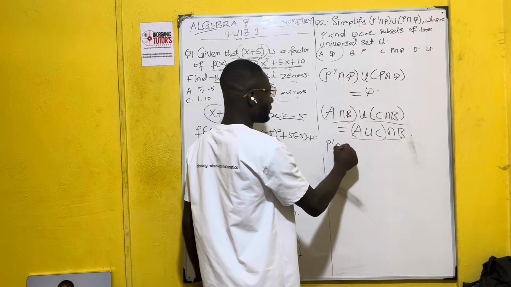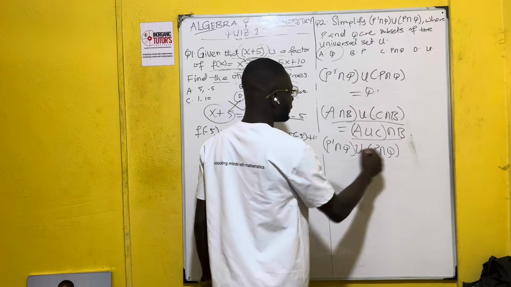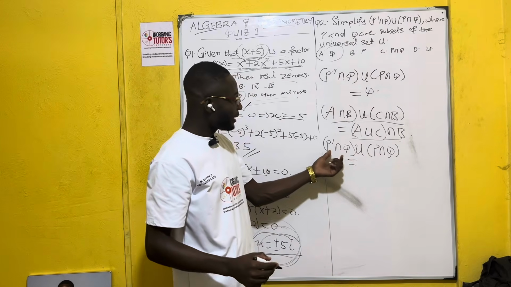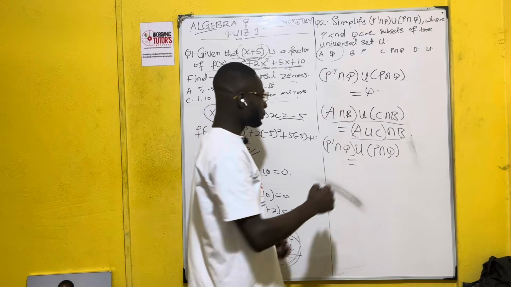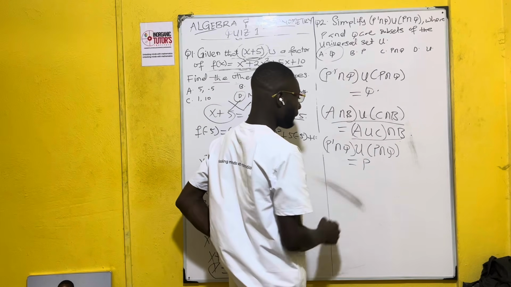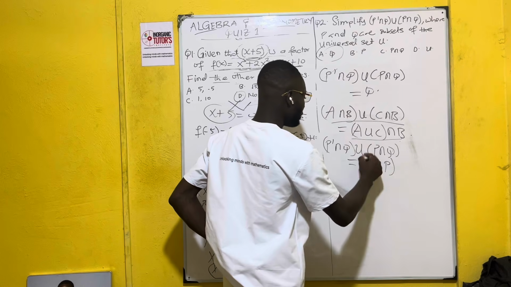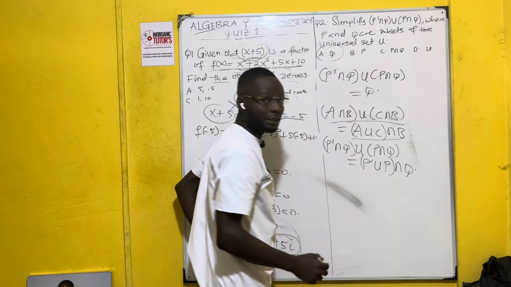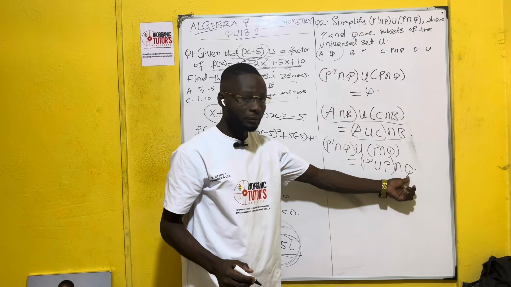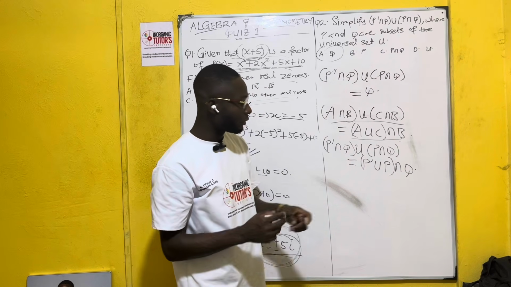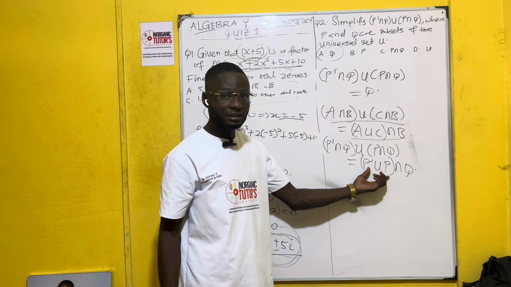So we have P prime intersection Q union P intersection Q, right? This is the same as, Q is common, so we try to factor out Q. So we have P prime union P, intersection Q. We factor out Q because Q is common, and then we have this in there.